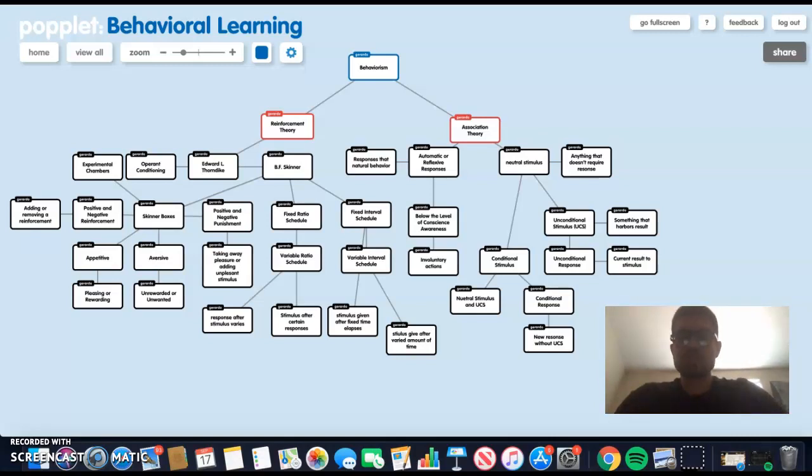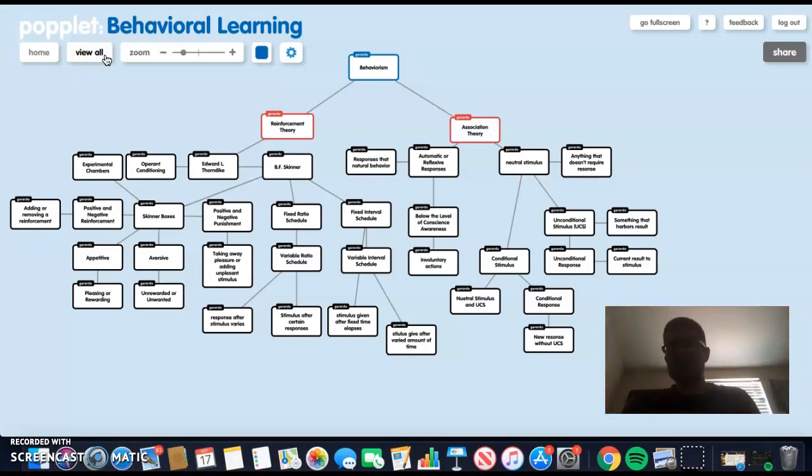From neutral stimulus, we split off into two different categories: conditional stimulus and unconditional stimulus. I'm going to go into unconditional stimulus first. An unconditional stimulus is basically anything that results in a response. So let's say a certain smell just makes your mouth water. Maybe it's your favorite food. The result will be that your mouth waters, that you're salivating for the food. That would go into unconditional response, which is the natural result of the stimulus.